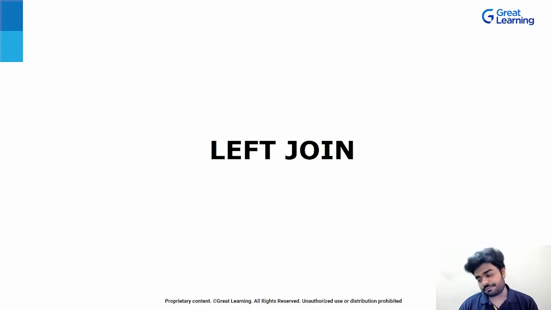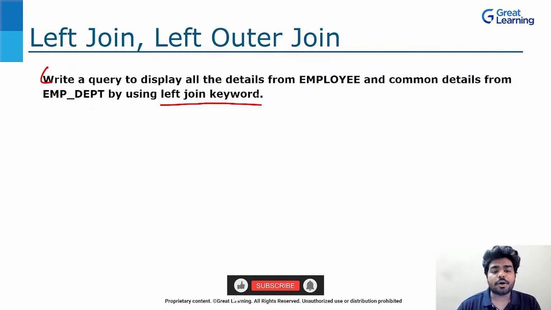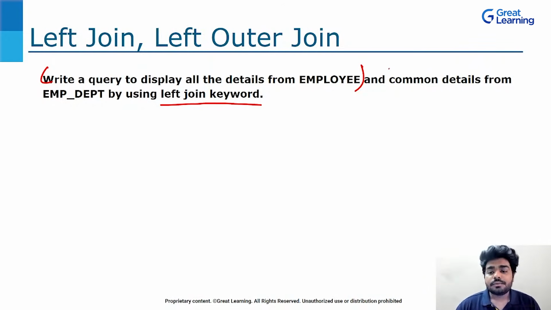Now the next topic, which is left join, left outer join. Now we have to write a query to display all the details from employee and common details from employee department by using left join. It says that we have to use the left join. Now understand the question. Write a query to display all the details from employee. This is one part. That means I want every detail from employee. But we want only the common details from employee department, not everything. So what is the situation here? The situation is that from one table I want everything, but from the other table I want only the common details. Can't we use left join?